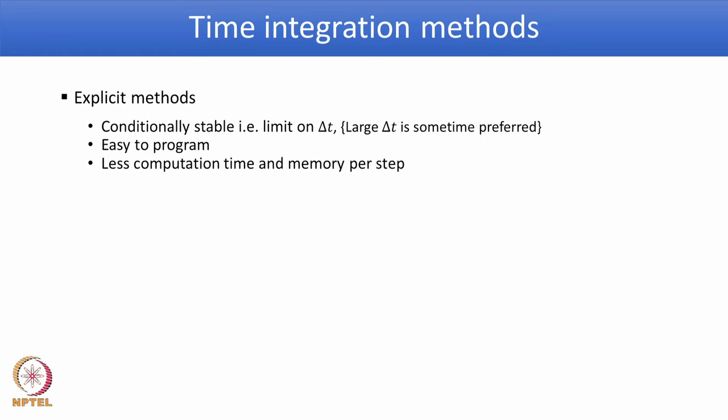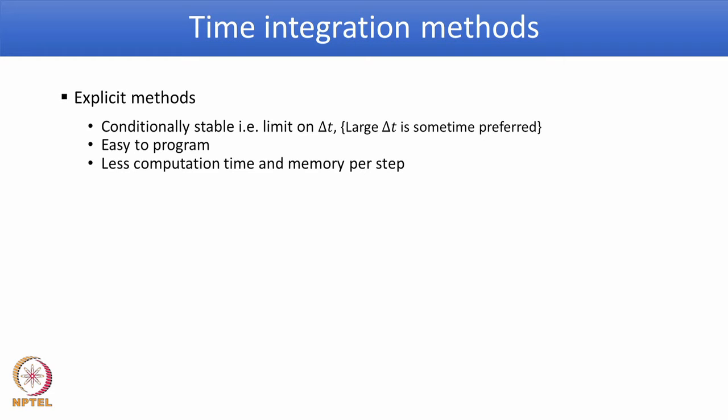Let us look at some details about the explicit method. They are conditionally stable. We already learnt about stability, von Neumann stability analysis. Hence, all the explicit schemes are conditionally stable. There is a criterion called the CFL criterion, that is either you have a limit on delta t or you have a limit on delta x. We are dealing with the time integration method, so there is a limit on delta t.